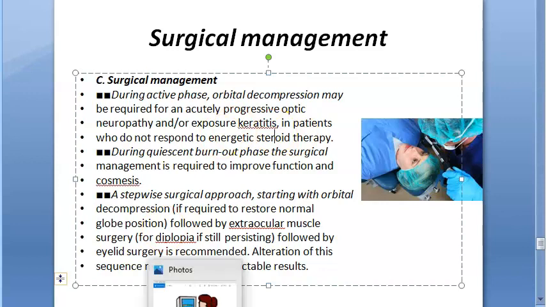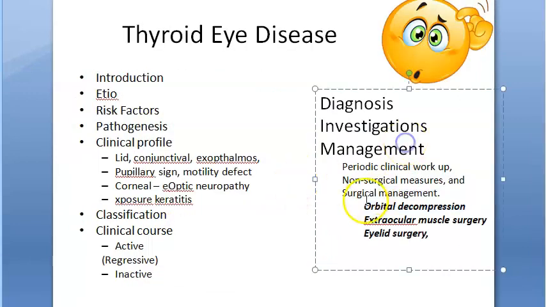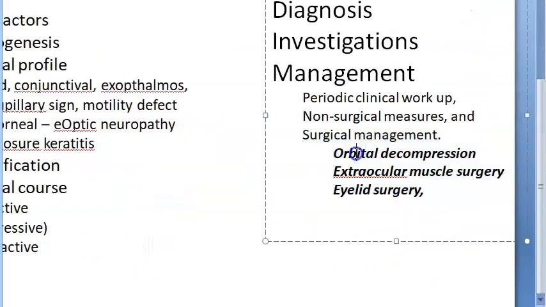Now we will go to surgical. Last thing that we have to read here is surgical. There are three things that they have mentioned here: orbital decompression, extraocular muscle surgery, eyelid surgery. Eyelid surgery we can understand. Extraocular muscle also we can understand. Orbital decompression. What is orbital decompression?